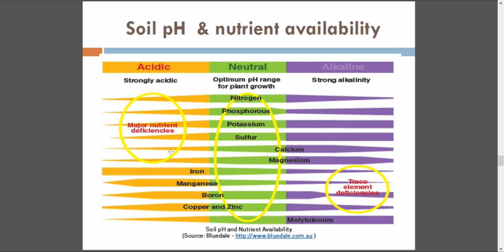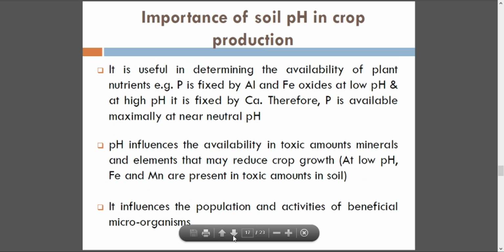So according to this picture, we see that in strongly acidic soils, all the major plant nutrients are deficient, but in neutral pH, the majority of the nutrients, both the major and the trace elements, are available. But in alkaline soils, we see that all the major plant nutrients and most trace elements are not available for plant uptake.